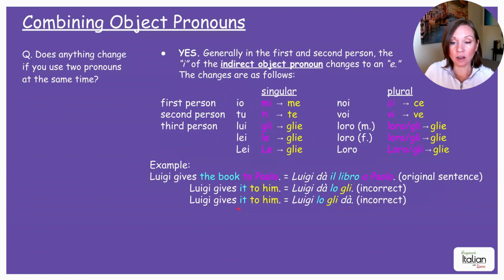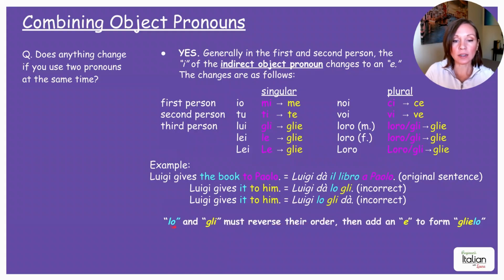And this is also incorrect. Okay, I'll show you why in a second. So Luigi gives it to him. You cannot say Luigi lo gli dà. Okay, why? Because in this case, we put the direct object pronoun first, and it doesn't work that way. We have to put the indirect object pronoun first when you're combining them, okay, or when you're using them together.